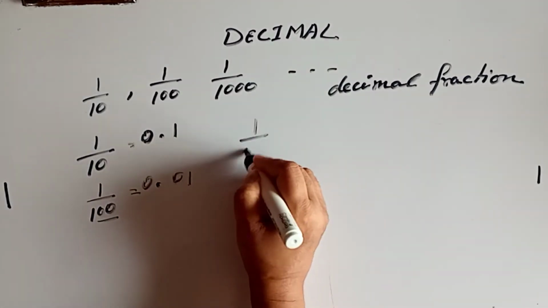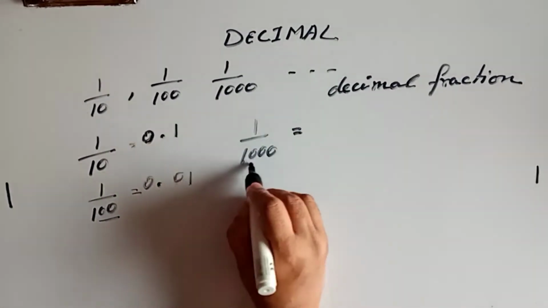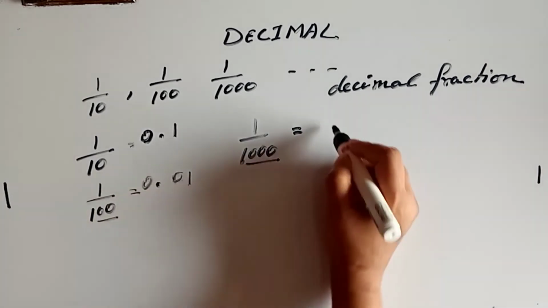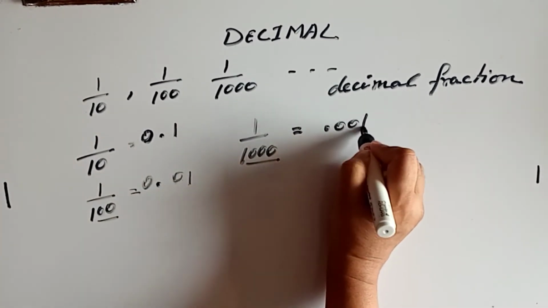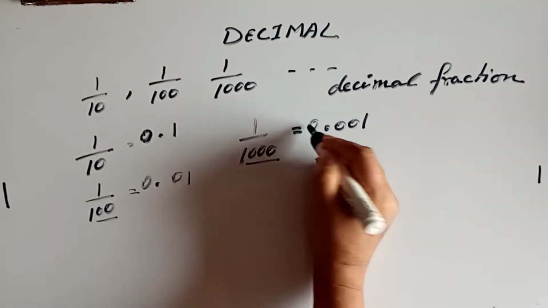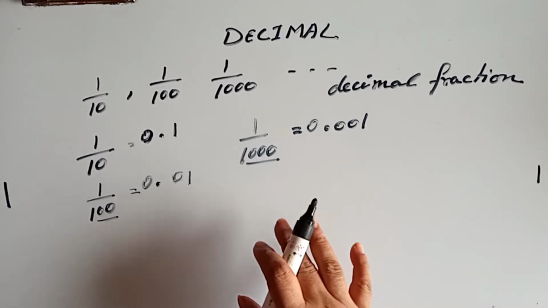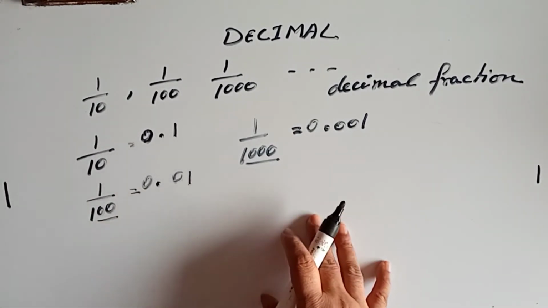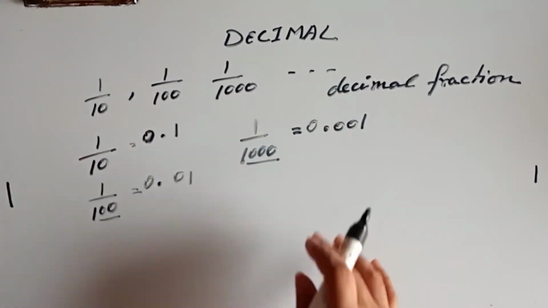Now suppose it is 1 by 1000. How many zeros are there? Three zeros are there. So after decimal there should be three digits. After decimal there should be three digits. These are all known as decimal numbers or simple decimals.